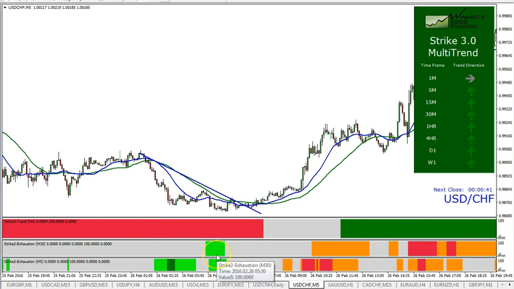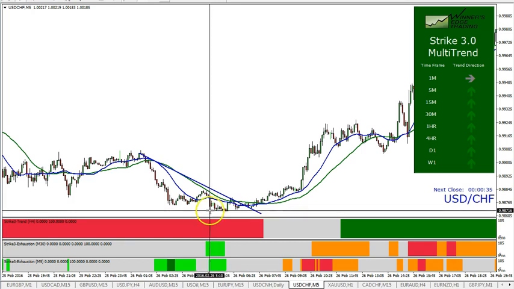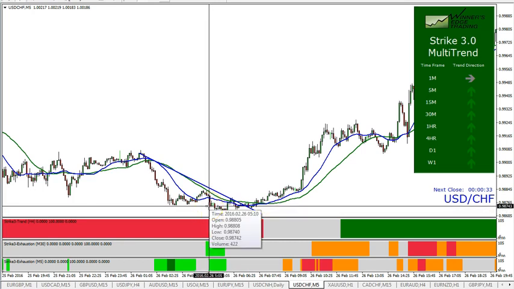aggressive setup, which is once you get a G2, you just take the trade. So, okay, we're G2 right about here. I'm going to take the trade. I'm not going to wait.